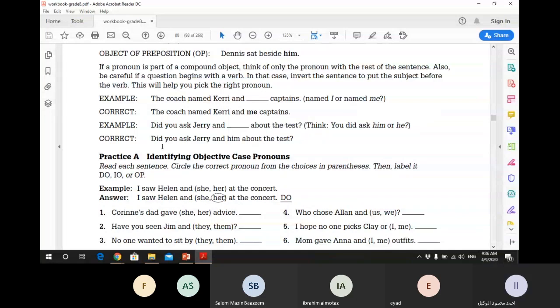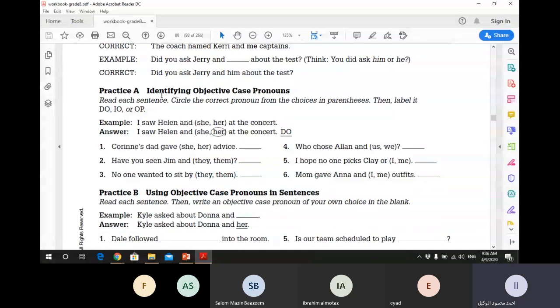Okay, in paragraph number 8, circle the correct pronoun from the choices in parentheses, then label it DO, IO, or OP, meaning direct object, indirect object, or object of a preposition.